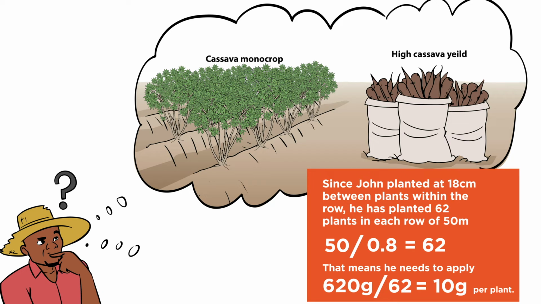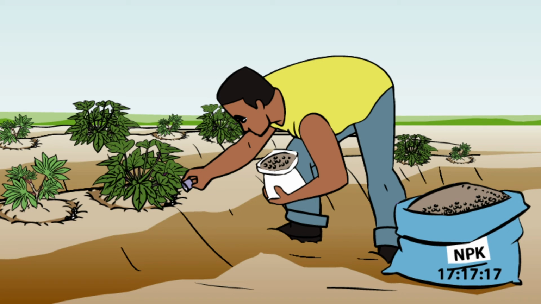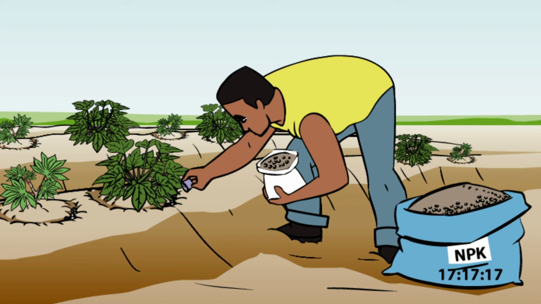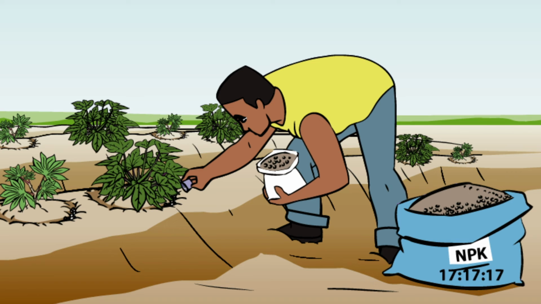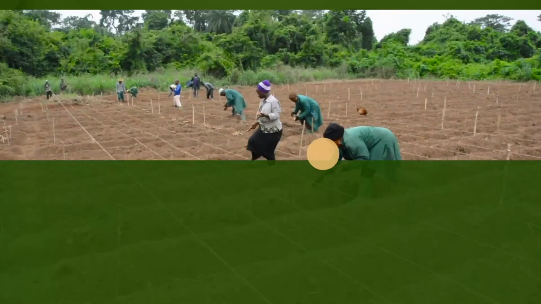Remember from our last video, a leveled water bottle cap contains about 5 grams of fertilizer. So John needs to apply 2 leveled water bottle caps to each plant. This is just an example. Every time you apply fertilizer, calculate the amount required per row or per plant and choose what type of bottle cap to use to help you spread the fertilizer equally across all plants. With time, you will become more experienced and be able to do this very quickly and correctly.